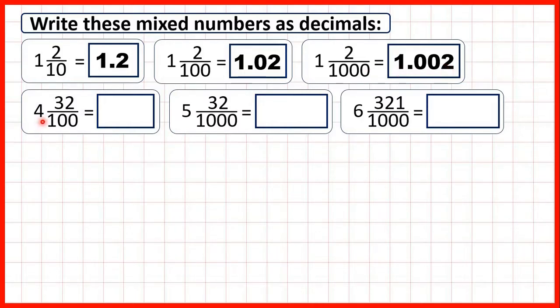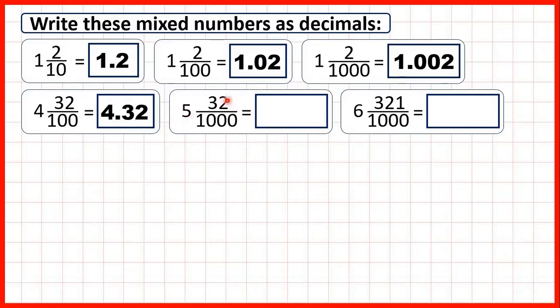So now we have 4 and 32 hundredths. The denominator of 100 tells us that we can only use 2 digits after the decimal point. So that's 4.32. The 3 gets pushed over into the tenths, because the denominator of 100 tells us that we can't go beyond the hundredths place value, so we can only have 2 digits after the decimal point.